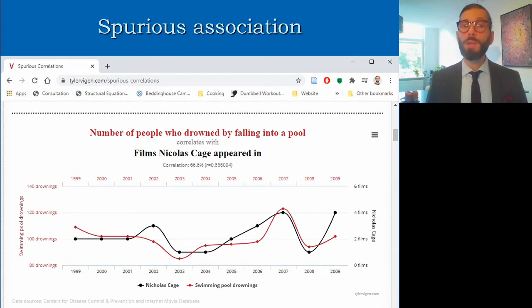But there's a whole website about spurious correlations that are due to pure coincidence. For example, here there is a graph of the number of people who drown by falling into a pool and the number of films Nicolas Cage appeared in. And these two are quite strongly correlated with a correlation of 0.67. So if we interpret this relationship causally, we should stop Nicolas Cage from ever appearing in another film again. But probably this correlation is spurious due to pure coincidence.